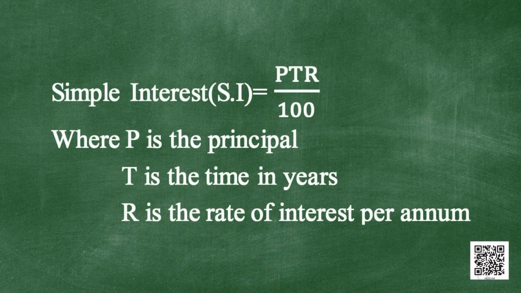Students, interest is the extra money paid by the institutions like banks, post offices on the money kept or deposited with them. It is also paid by the people when they borrow the money. In fact, we had also seen how to find the simple interest. So, to find simple interest, we have simple interest is equal to PTR divided by 100, where P is the principal, T is the time in years, R is the rate of interest per annum.